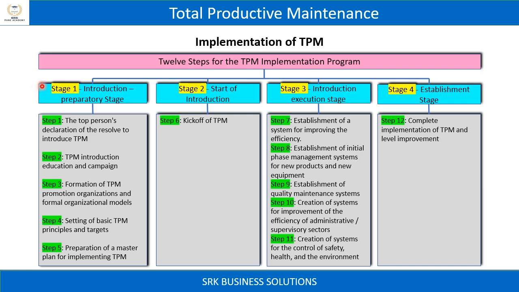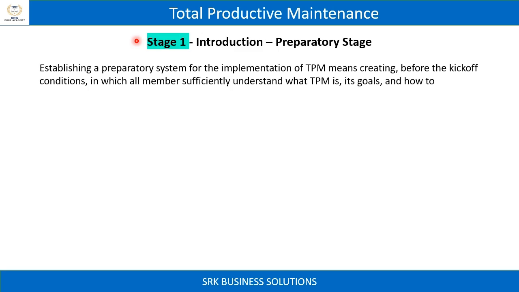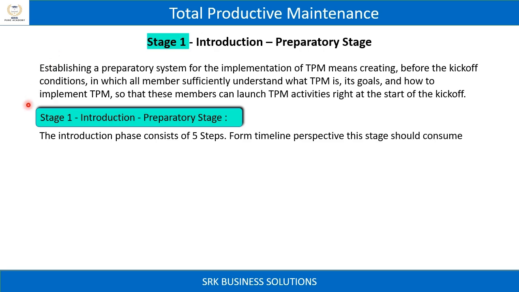Stage 1 is Introduction Preparatory Stage, contains step 1, 2, 3, 4 and 5. Stage 2 is Start of Introduction, contains step 6. Stage 3 is Introduction Execution Stage, contains step 7, 8, 9, 10 and 11 and Stage 4 is Establishment Stage, contains last step 12. We will understand the details of each stage and steps under it. We will start from Stage 1, the Introduction Preparatory Stage.